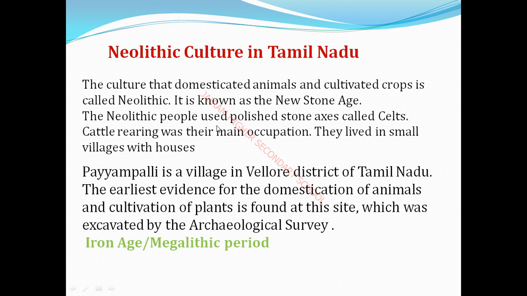The Neolithic peoples used polished stone axes called the celt. The Neolithic humans used polished stone. This is a very important one-mark point: it is called a celt. Then cattle rearing was their main occupation.